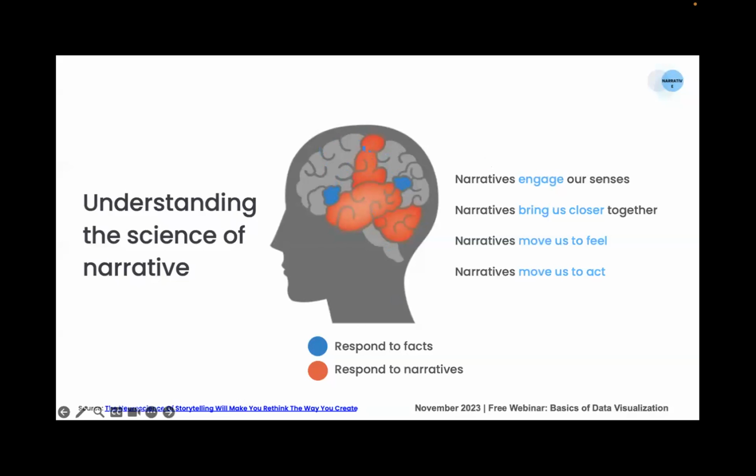And then this image shows the part of the human brain that responds to facts or stories, right? So you can see the larger part of the brain gets activated responding to stories.